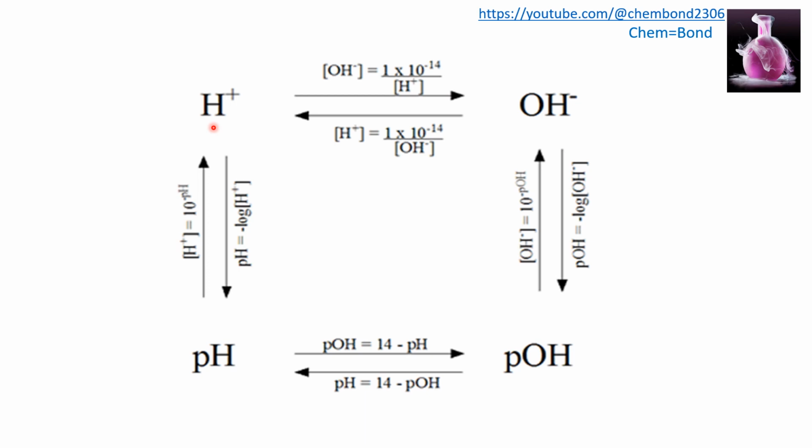This shows a summarized conversion of pH, pOH, hydrogen ion and hydroxide ion, with pH and pOH interconversion, and pH and hydrogen ion interconversion. Starting from pH, pH can be converted to the hydrogen ion using the formula hydrogen ion is equal to anti-log of minus pH. Similarly, the hydrogen ion can be converted to pH using the formula pH is equal to minus log of hydrogen ion.